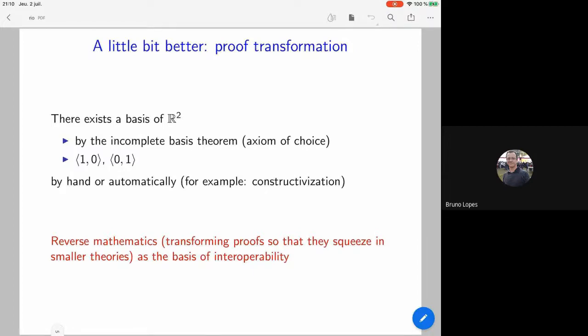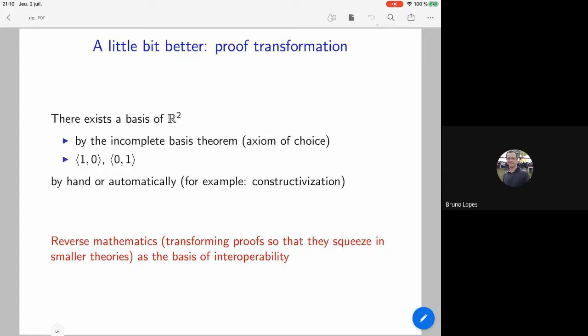And this transformation, transforming the first proof into the second one, can be done by hand. In this case, just because I know algebra very well, I knew that this vector space had a basis, and I was able to provide one. But in many cases, we can also have systematic algorithms that at least attempt to transform proofs. From time to time, they fail.